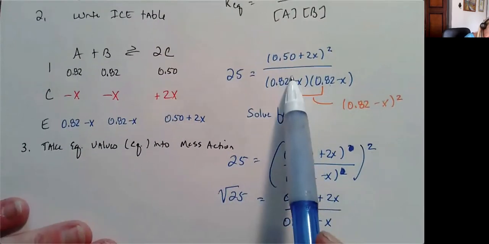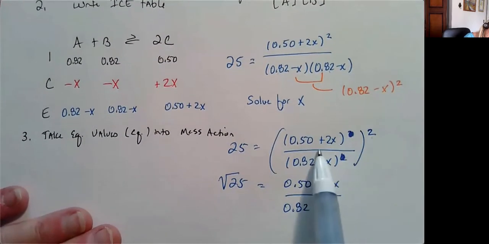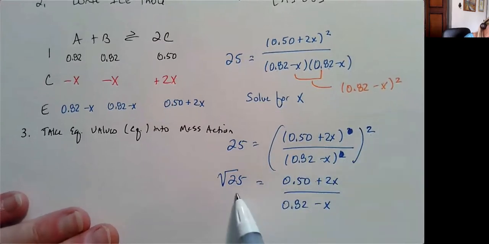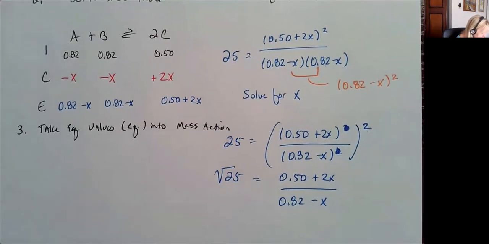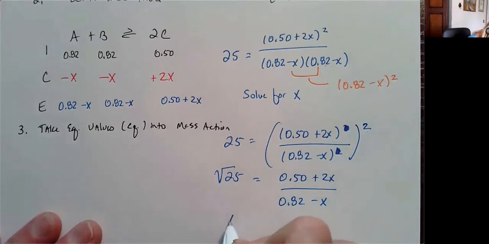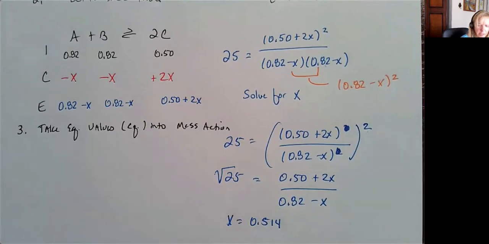But since these were the same, I could do this little shortcut here, bring it down in here, get rid of the 2, take the square root of this. So when I work this out, I'm going to get a value here of x equals 0.514. I'm not done yet. All I've done is solve for x at this point.